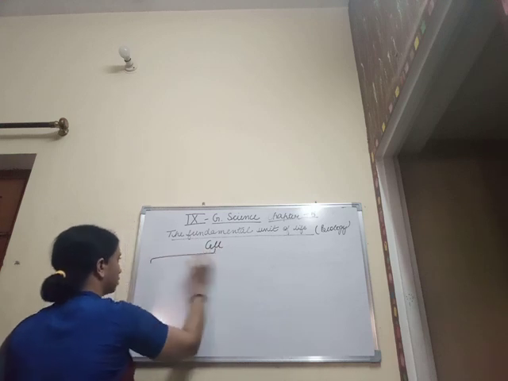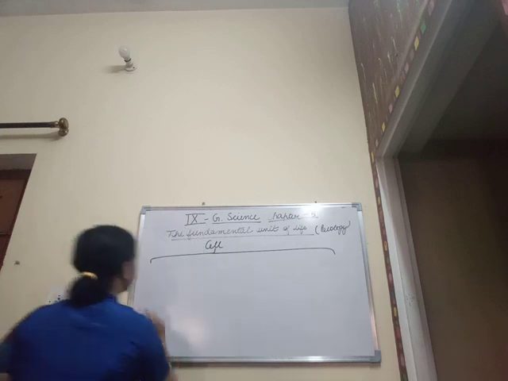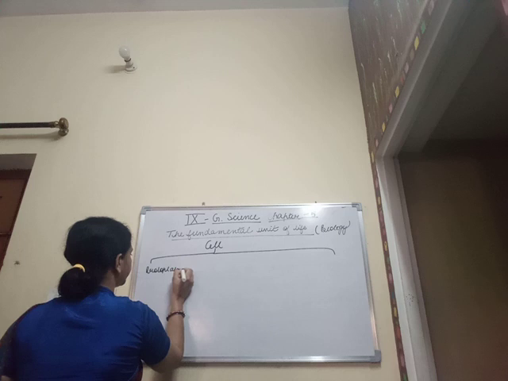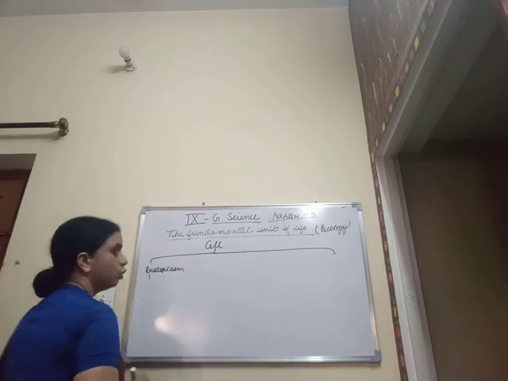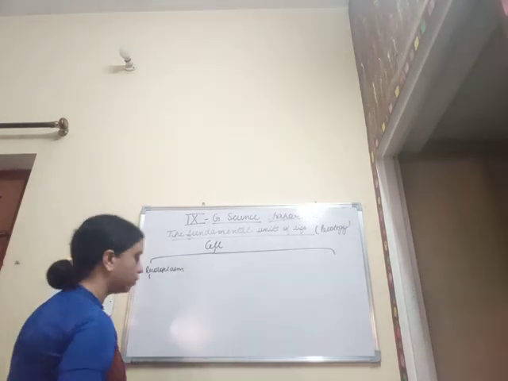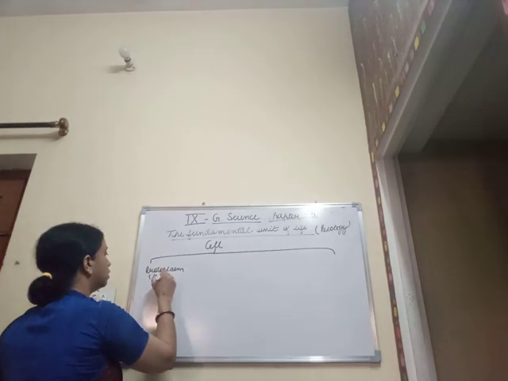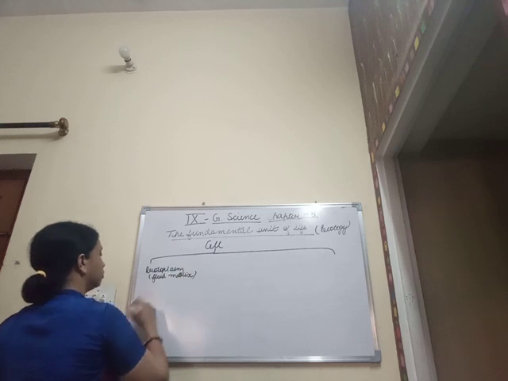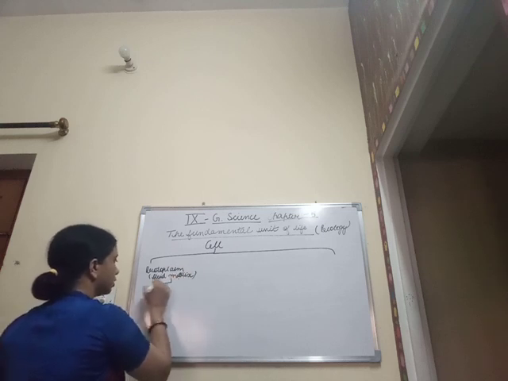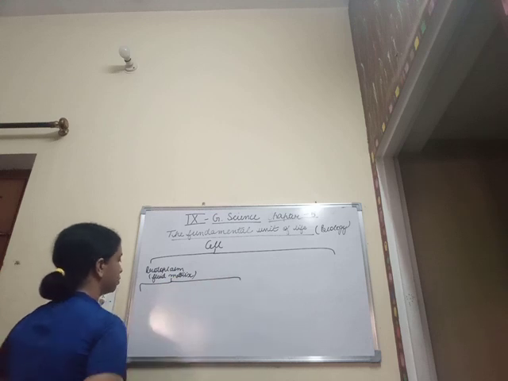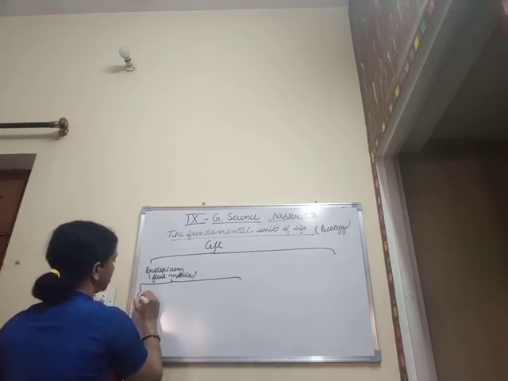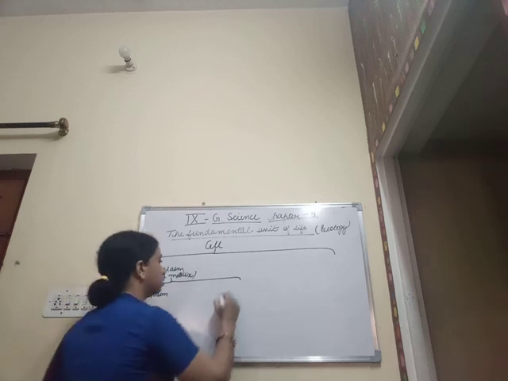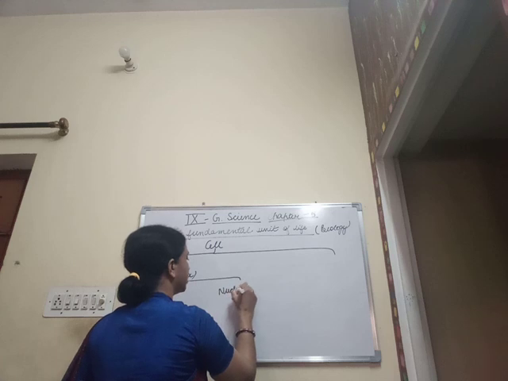That is, one is the protoplasm. The protoplasm is the fluid matrix portion which is present within the cell. This protoplasm is again divided into two parts. One is the cytoplasm and the other is the nucleoplasm.